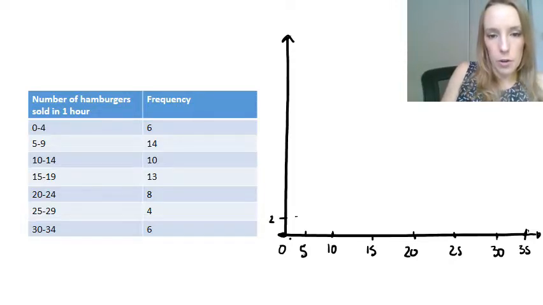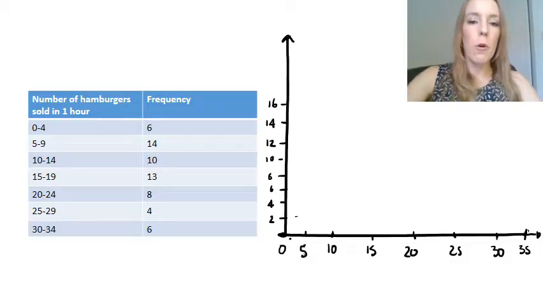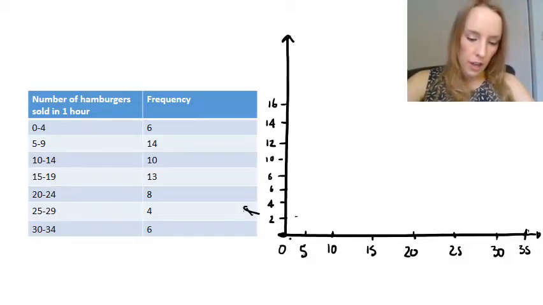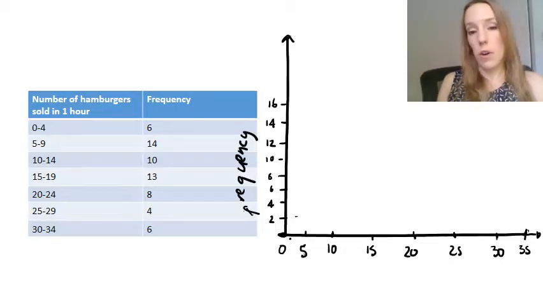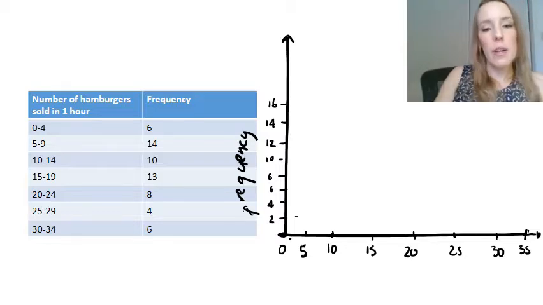I'm going to go up in 2, 4, 6, 8, 10, 12, 14, 16. Oh, I could have spaced those out more. And again, you are going to use a ruler. Frequency, writing sideways does not work on this thing. Anyway, so our first one, 0 to 4, so that'll come from our 0 here.